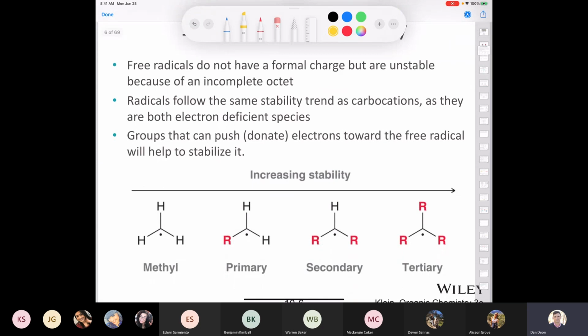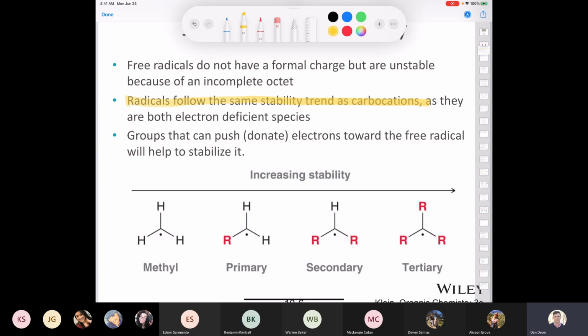We spent some time talking about the stability of carbocations. We said that a tertiary is more stable than a secondary, is more stable than a primary, which is more stable than a methyl. Well, I have some good news for you. If you understood the stability of carbocations, radicals follow the same stability trends as carbocations, okay? Why? Because they're both electron deficient, right?